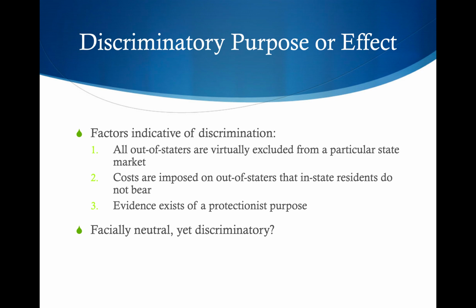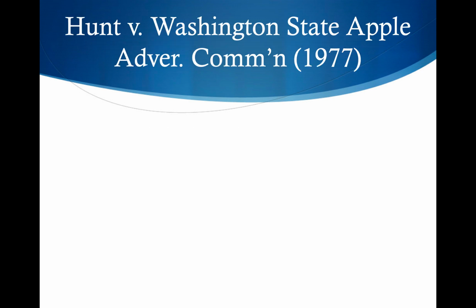So these are the factors that indicate discrimination when that discrimination is not obvious on the face of the statute. So what cases have been facially neutral yet discriminatory? We're going to see an example of that in the next case, the Hunt case. The other two cases that we read, the one we just finished and the last one we'll look at, are facially neutral, but the court finds that they're not discriminatory. All right, so let's look at the Hunt case.